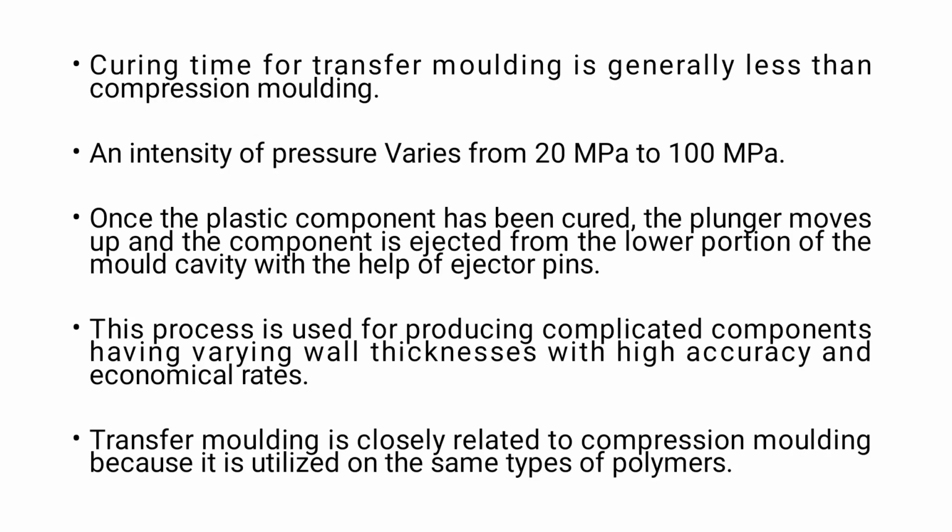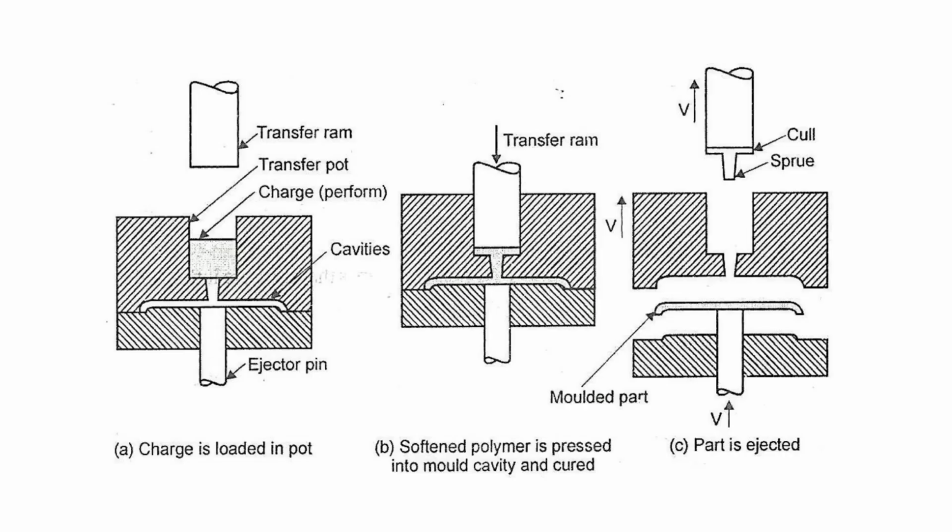This process is used to produce complicated components having varying wall thickness with high accuracy and at an economical rate. This is the diagram for transfer molding.